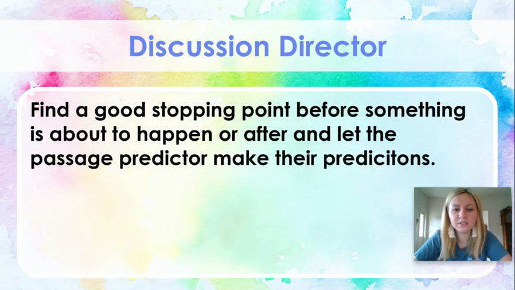The third one is a discussion director. They find a good stopping point before something is about to happen or after, and let the passage predictor make their predictions. So they're just kind of in charge of when they're going to stop the story to talk among their peers about what's about to happen or what already happened.